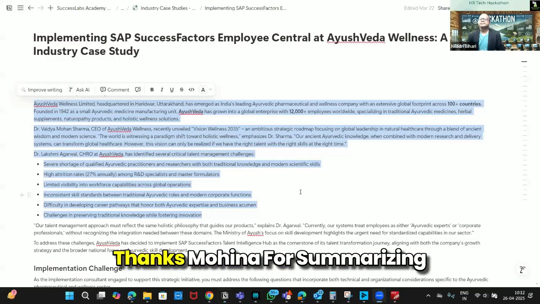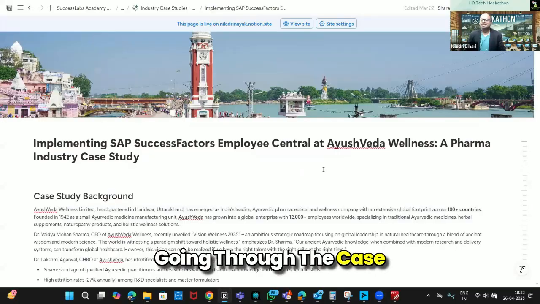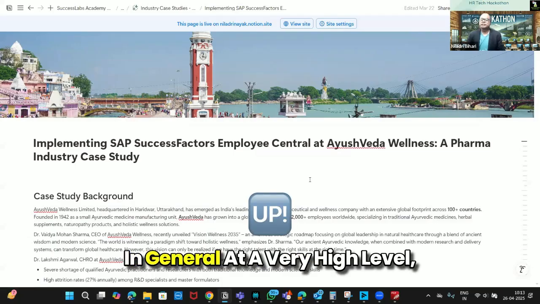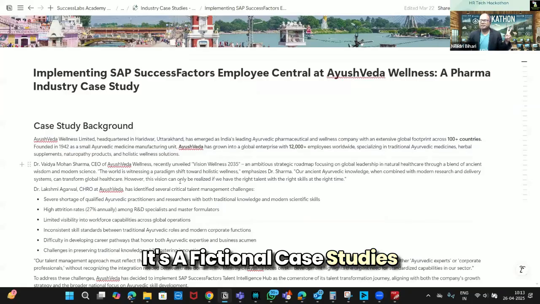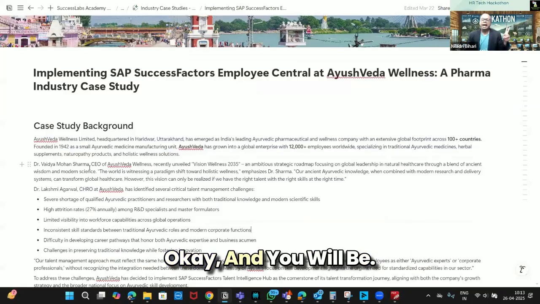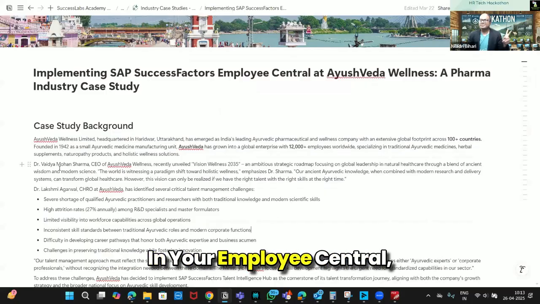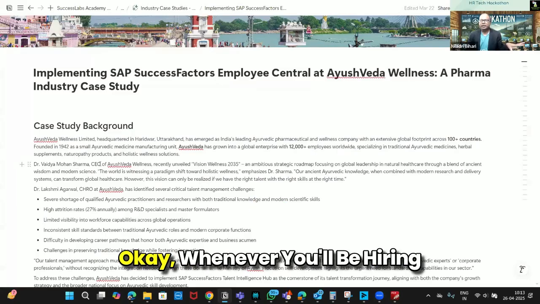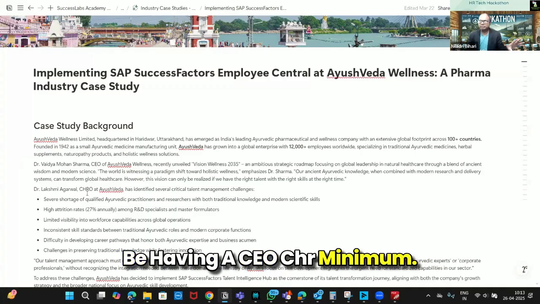Okay, thanks, Mohina, for going through the case study and reading it out loud. So this will be the case study. At a very high level, I have introduced only two persons. It's a fictional case study, by the way, which I have created. Whenever you perform this in your Employee Central, you will have an actual CEO as per the case study. Whenever you are hiring in your Employee Central, you'll have a CEO and CHRO at minimum.